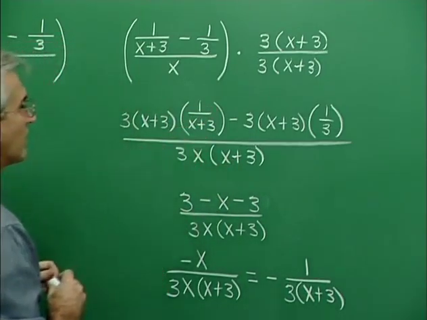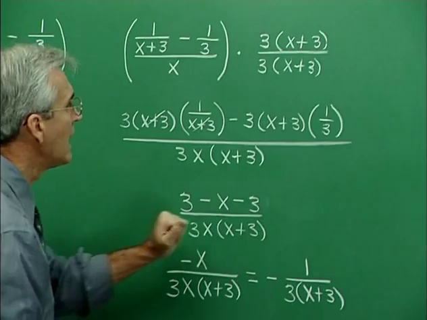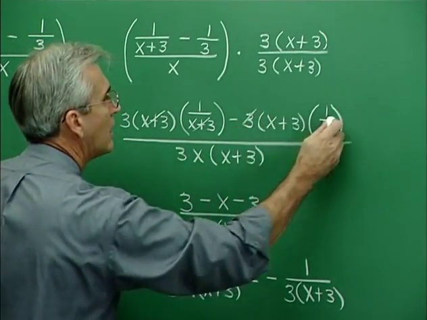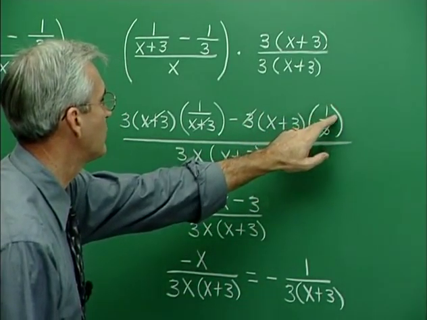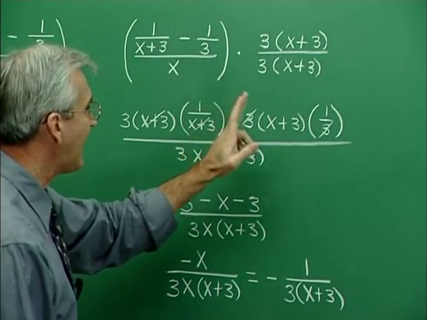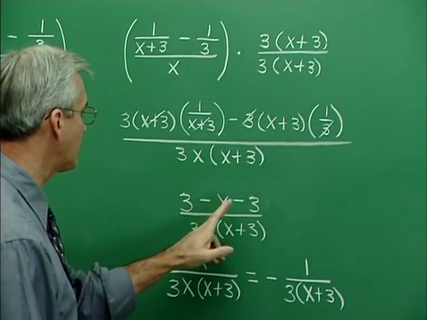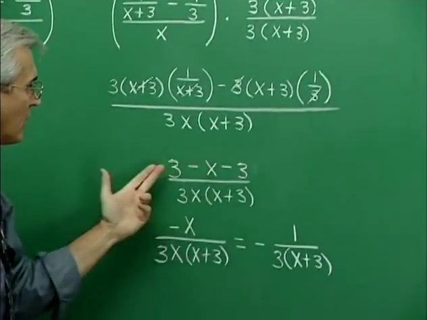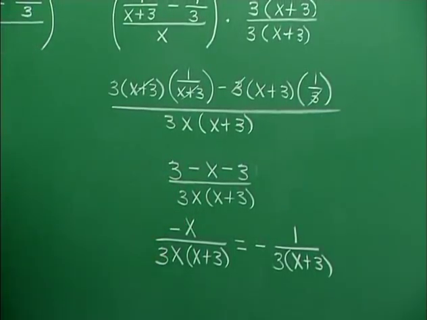But in the overall numerator, there's a lot of business to take care of. These x plus 3's go out, so we have 3 times 1, 3. And then the 3's go out here, and we have x plus 3 times 1. So it's minus x plus 3, or minus x minus 3. The 3's go out, and we have minus x in the numerator.